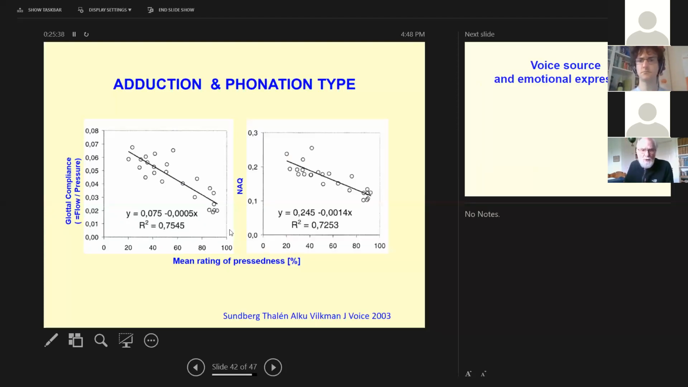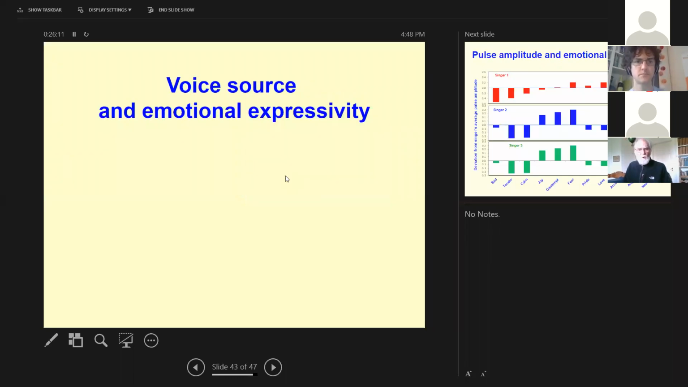And you could also look at the NAQ, the normalized amplitude quotient, even more correlated. I have been trying to replicate these values, but it is a bit difficult if you mix different people, you get a bit more blurred correlations. I think that again depends on the mechanical properties of the vocal folds and the length of the vocal folds. Okay, that's it.